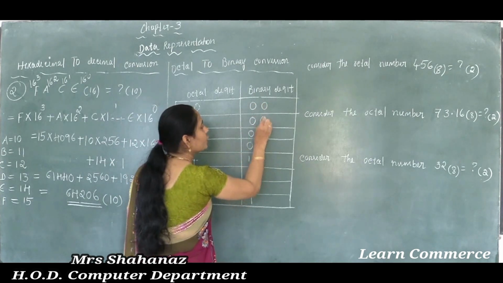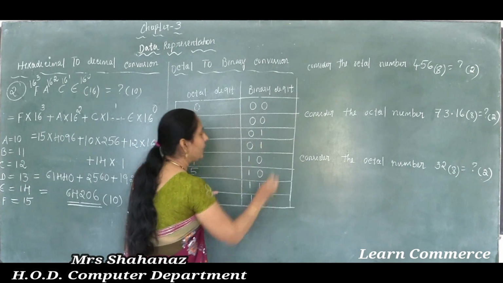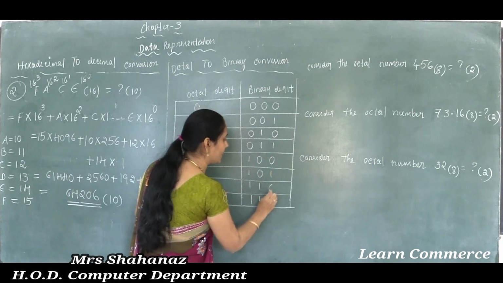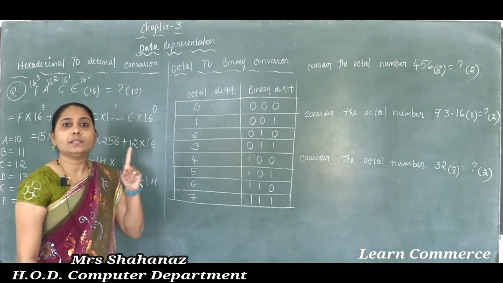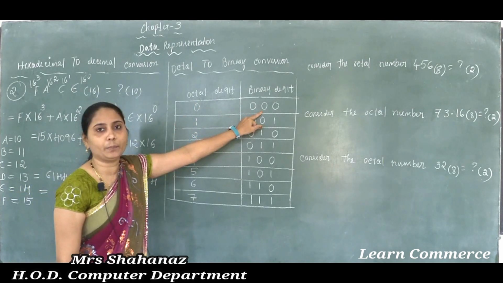Then in the second column: 2 zeros, 2 ones, 2 zeros, 2 ones. Lastly, 0, 1, 0, 1, 0, 1, 0, 1. Very easily we can complete. Clear this point here? Replace each octal digit with the appropriate 3-bit binary number.